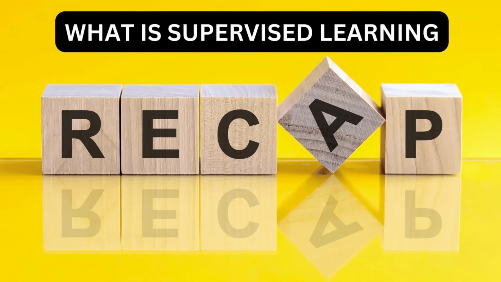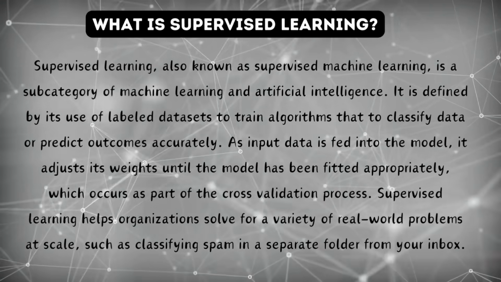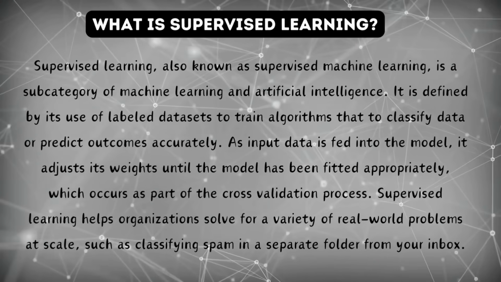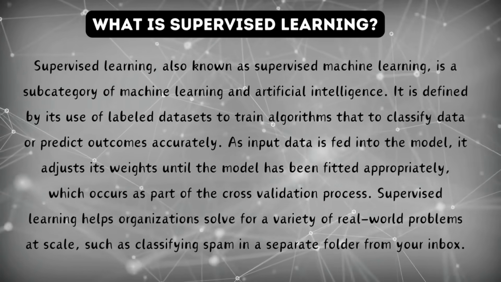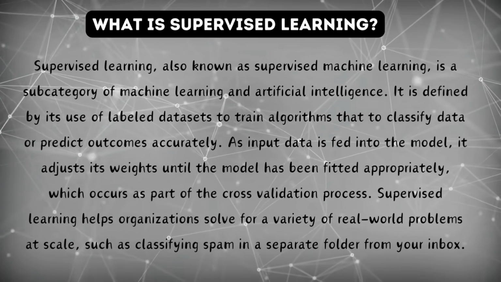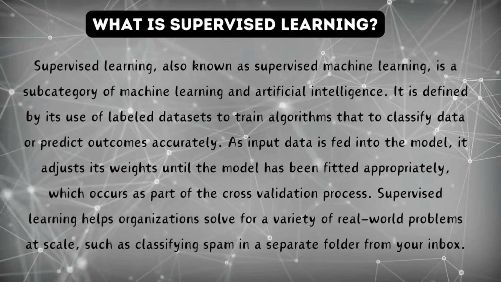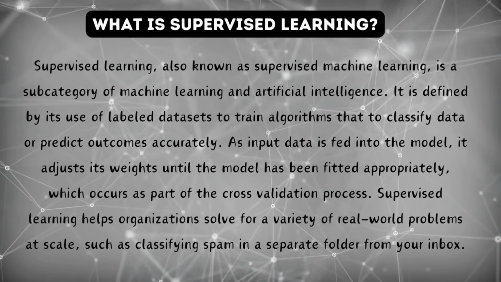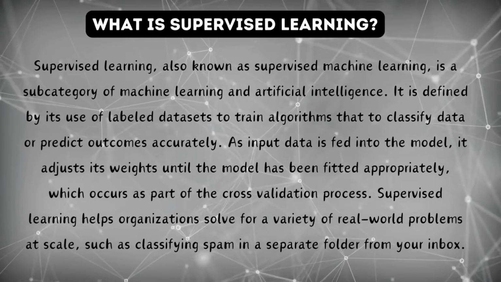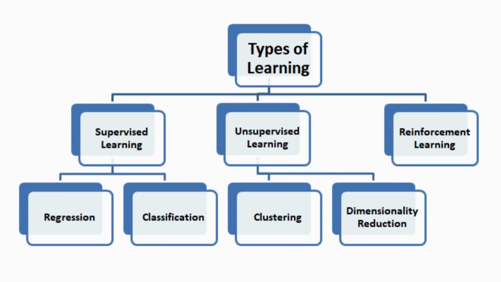Hello everyone. Let's do a quick recap of what is supervised learning. Supervised learning, also known as supervised machine learning, is a subcategory of machine learning and artificial intelligence. It is defined by its use of labeled data sets to train algorithms that classify data or predict outcomes accurately. Types of supervised learning are classification and regression model algorithms.